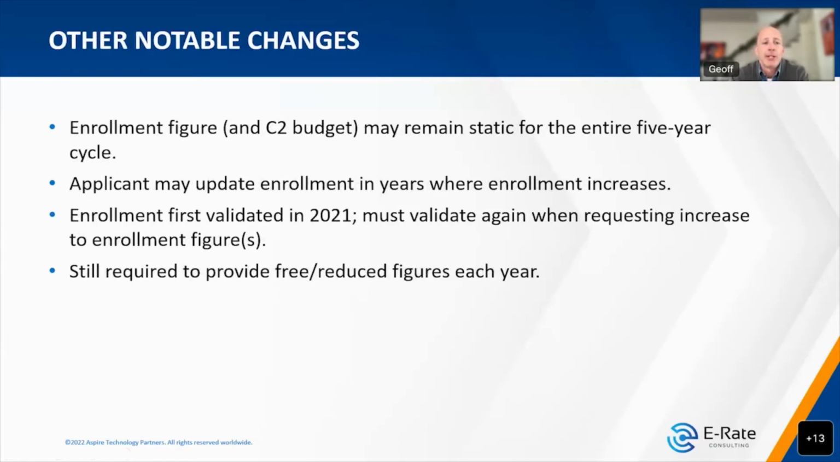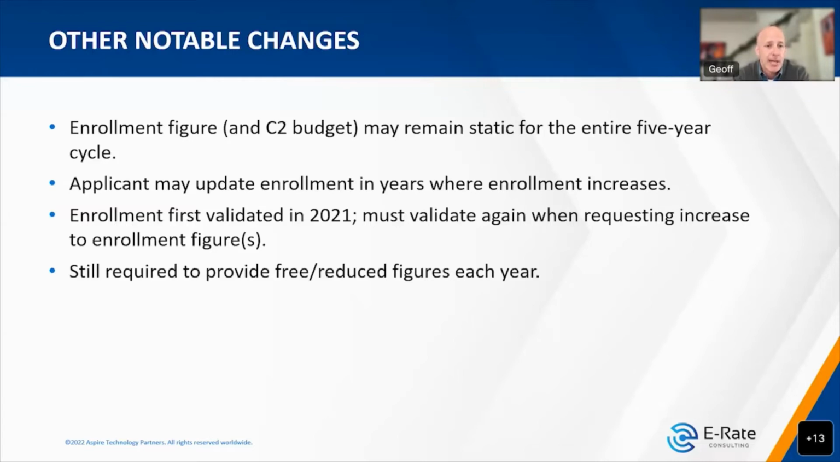So notably, your enrollment figure and commensurately your C2 budget can remain static for the entire 5-year cycle. Okay, so if in 2021 you had an inordinately high enrollment, you can use that enrollment figure to calculate your Category 2 budget, and it can remain static for the entire 5-year cycle. Alternatively, you can verify your enrollment each year and update your enrollment in years where your enrollment increases. Okay, the only time you ever need to update your enrollment during this 5-year cycle is when it increases. Otherwise, you can leave it as is.